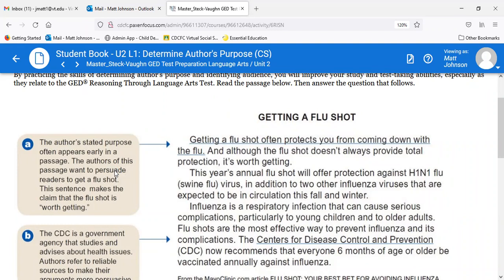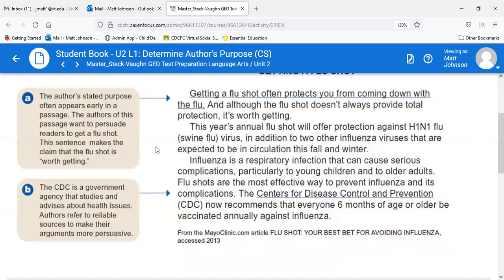Influenza is a respiratory infection that can cause serious complications, particularly to young children and to older adults. Flu shots are the most effective way to prevent influenza and its complications. The Centers for Disease Control and Prevention now recommends that everyone 6 months of age or older be vaccinated annually against influenza. That is from the MayoClinic.com article, Flu Shot, your best bet for avoiding influenza.